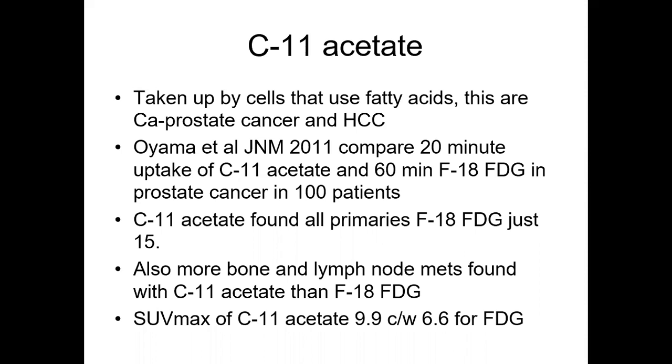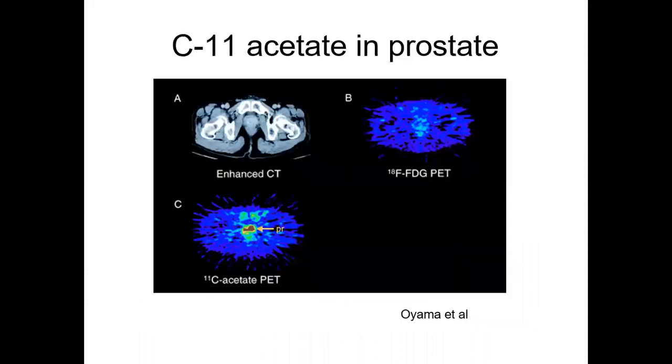the C11 acetate was found in all primaries, but FDG in just 15 out of 100 patients. So as we said, this is where we get the figure of 15% of prostate cancers are FDG avid, but all of them are C11 acetate avid. Now they can look at local nodes, but the problem with C11 is it has such a short half-life, you can only really look at part of the body at any one time. So it's not really useful for staging the whole patient.